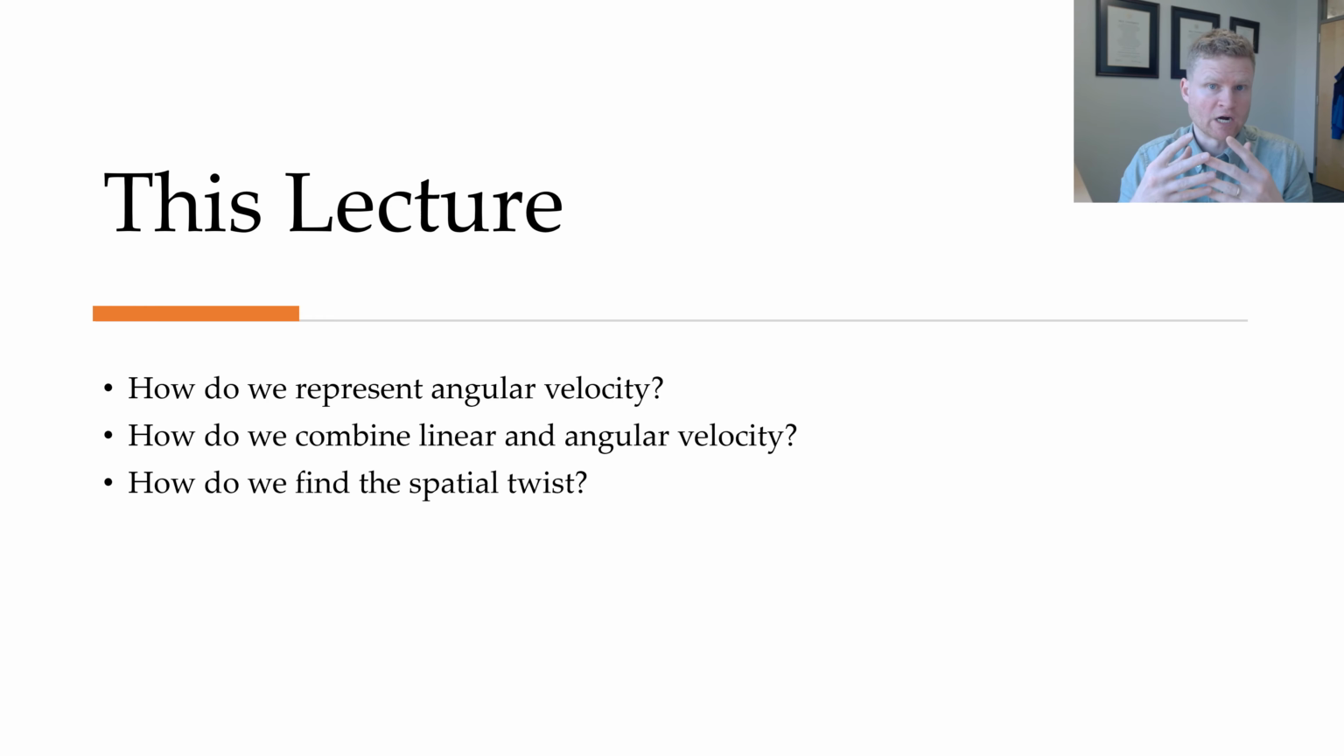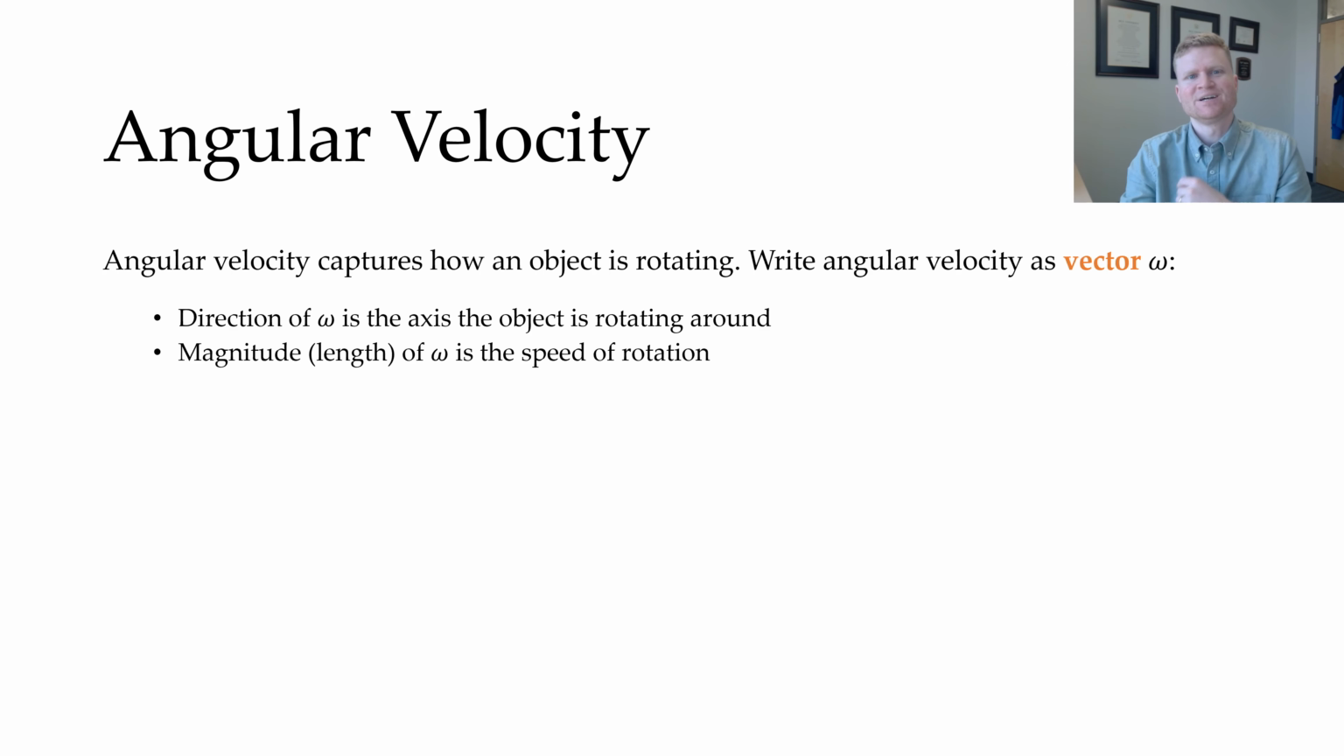In today's lecture, I want to talk about these concepts. I want to start off first with how do we represent angular velocity? Once we know that, I want to combine angular and linear velocity together to make something called a twist. And then finally, I'll give you the formula you need for a spatial twist. All right, so let's get started with the angular velocity.